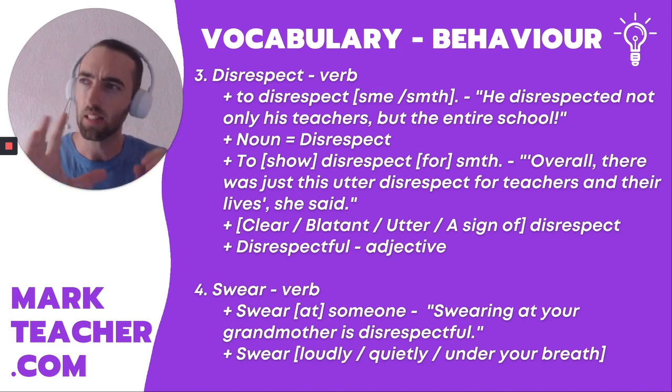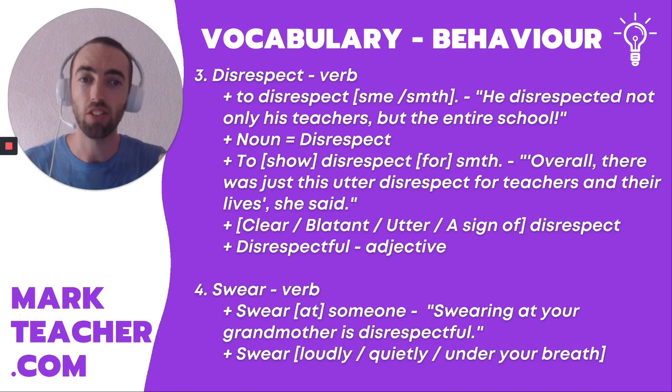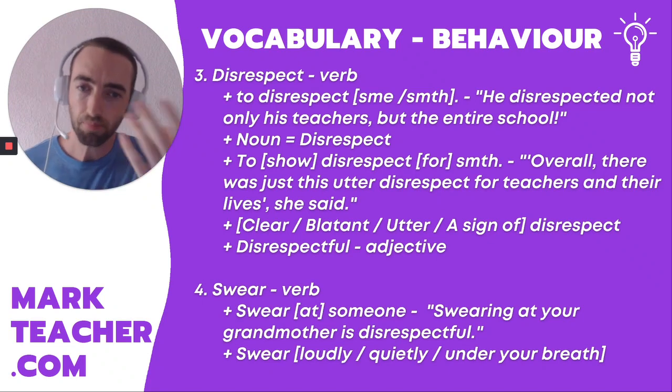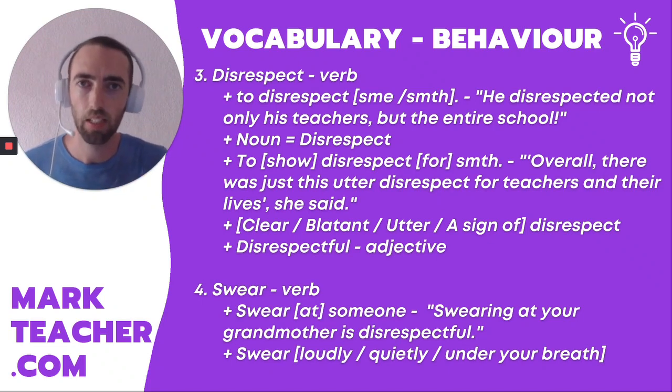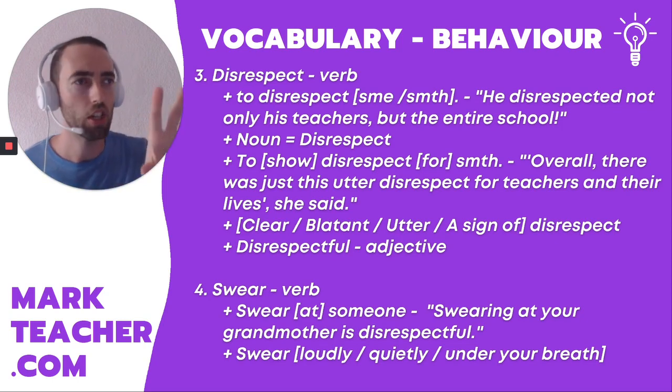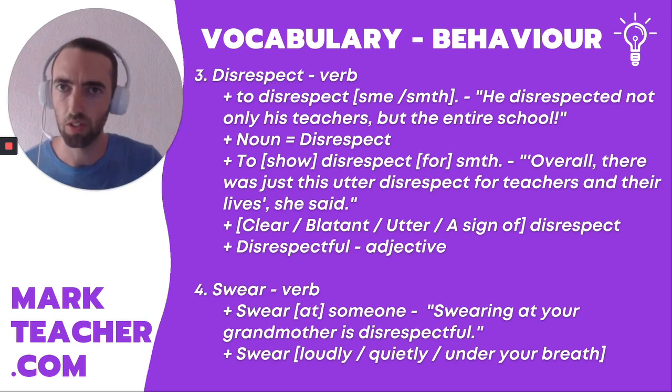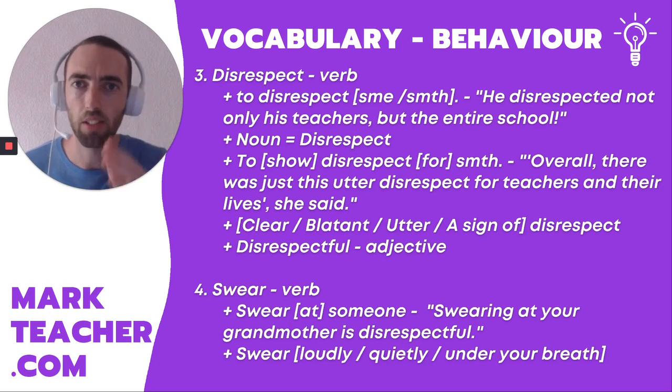Clear, blatant, and utter are very strong adjectives, so it shows that this is a strong word. This is a strongly negative word, disrespect. Finally, the adjective form is disrespectful. He is disrespectful. She is being disrespectful by talking back to the teacher.